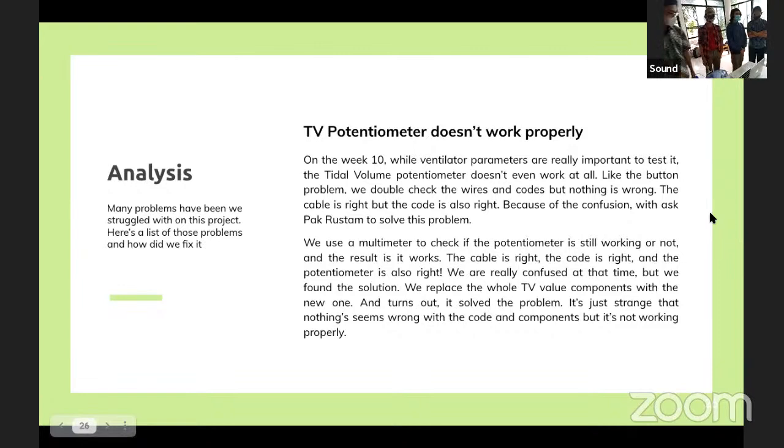And the third problem we faced was the potentiometer. This potentiometer doesn't work properly. We checked the code, the wires, and the potentiometer itself, but nothing was wrong. The potentiometer is fine, the wire is fine, and the code is also fine. So the only thing we could do was replace the whole thing, the potentiometer, the wires, and double check the code, and it solved the problem.